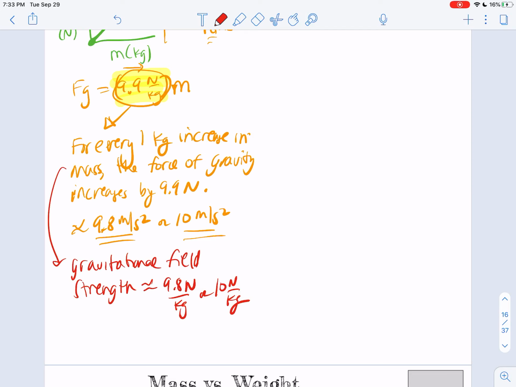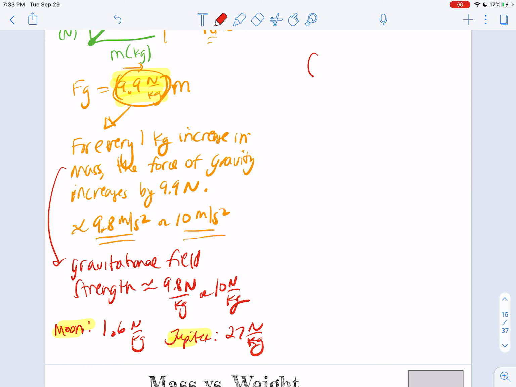This number would be different on the moon. It's about 1.6, and that would also be its acceleration due to gravity. On Jupiter, I think it's about 27-ish, if I remember correctly. So this is showing you that not really the size, but the mass of the planet or the body is going to influence this pull.